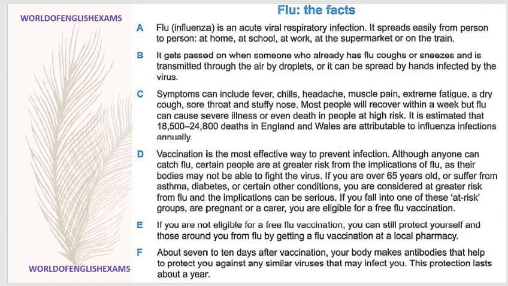About 7 to 10 days after the vaccination, your body makes antibodies that help to protect against similar viruses. Okay, so that means if I am vaccinated against, let's say, influenza, for a particular strain of influenza, I won't get affected by that flu strain because my body, the immune system, already starts producing antibodies. Okay, and this protection lasts about a year. So what is the effectiveness? How long will it be effective?